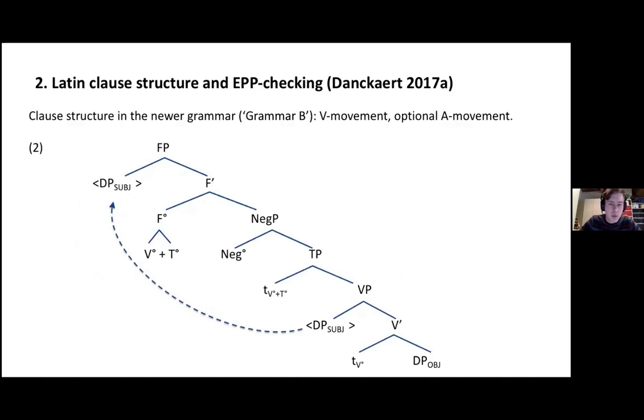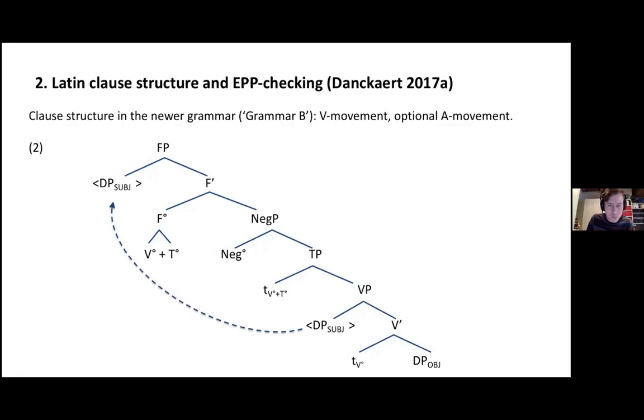EPP checking is done by verb movement. So here, V moves to T. There is a complication of NegP. Whenever there is NegP, I should have been more accurate. It should have been incorporation of the intervening negation in order to avoid violation of the head movement principle. In any event, there is independent evidence for that.